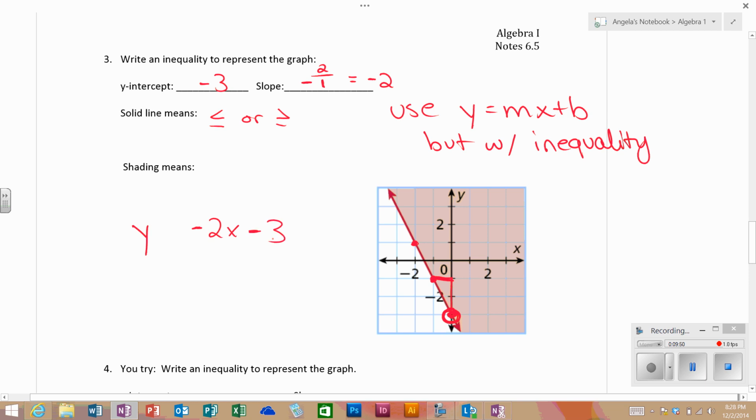Now, which way should the inequality face? Well, the shading is above, so it's above the line. So that means that it's everything, the y values are everything greater than the line. So it faces this way because it's above the line. Okay. That's a little tricky, I know, but it's technically up here above the line, even though it looks like it's to the right, it's above. So y, all the values are above the line.